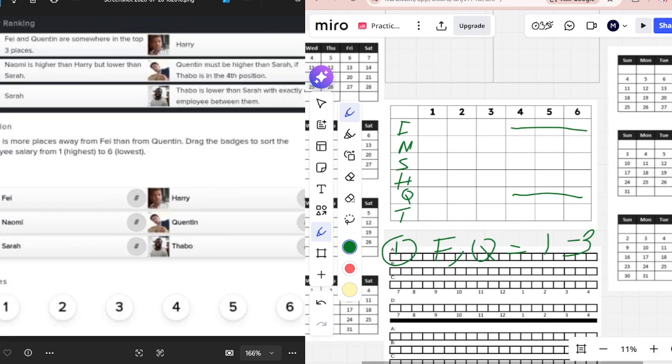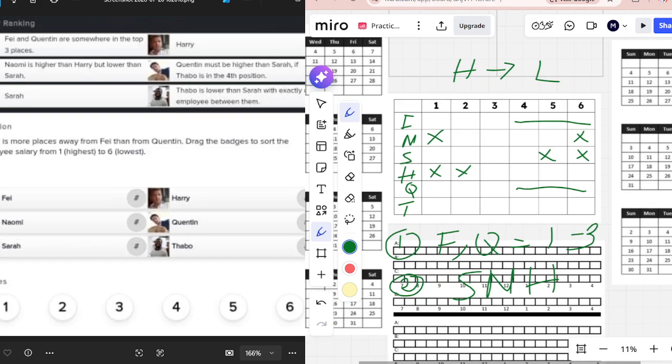And at the same time, they said, okay, highest to lowest. Then they said Naomi, second one, Naomi is higher than Ari. So Naomi is higher than Ari, but lower than Sarah. That means Sarah has 2 people behind it. Naomi has 1 person in front of it and 1 person behind it. And Ari has 2 people in front of him.